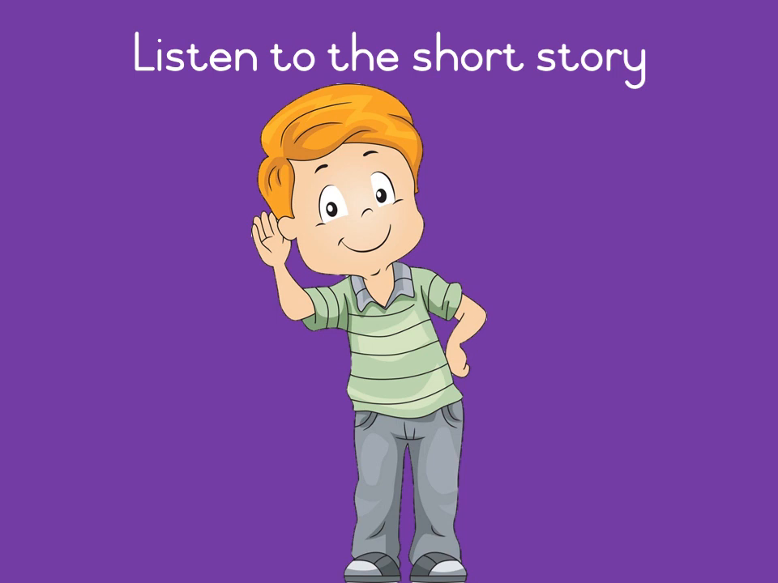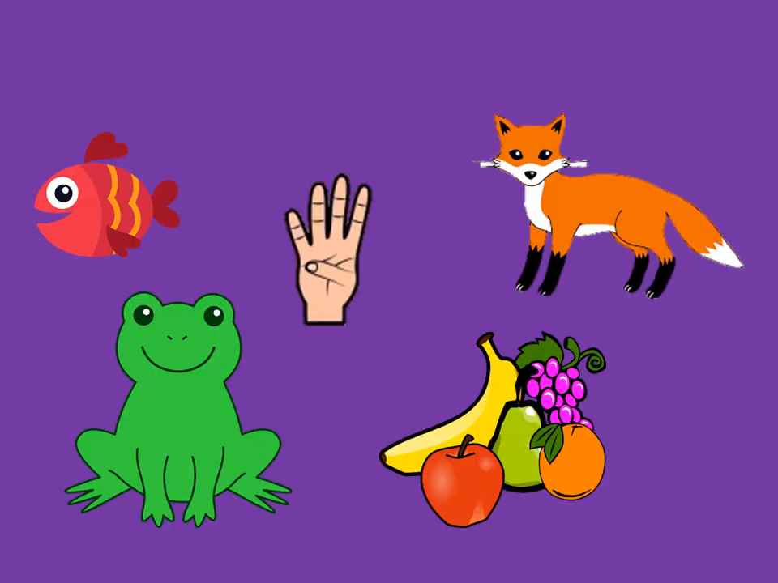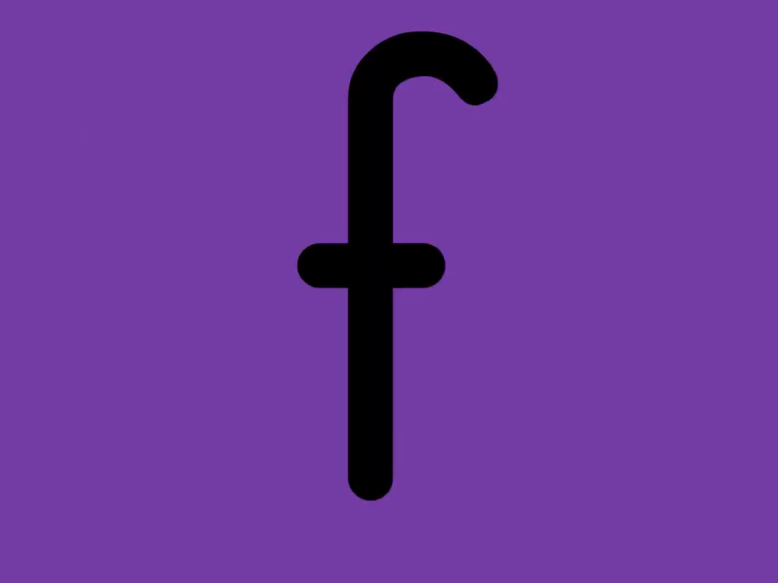What sound did you hear the most in my short story? So do you know what our sound for today is? Here are some more clues. In the story, I had a fish, a frog, 4, a fox, and fruit. We're doing the f sound.